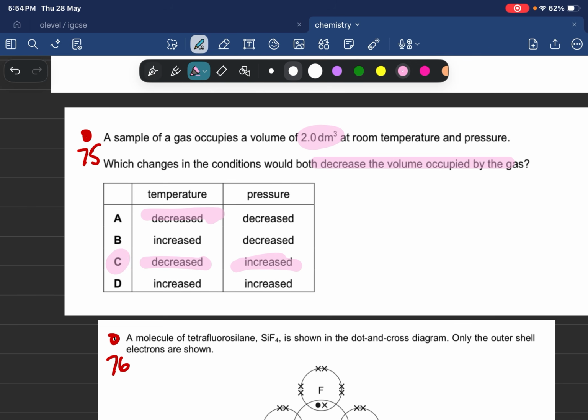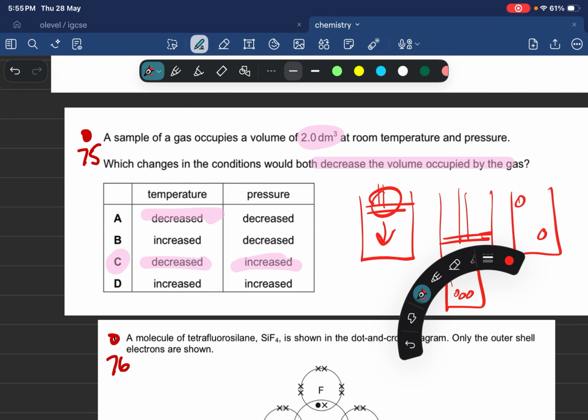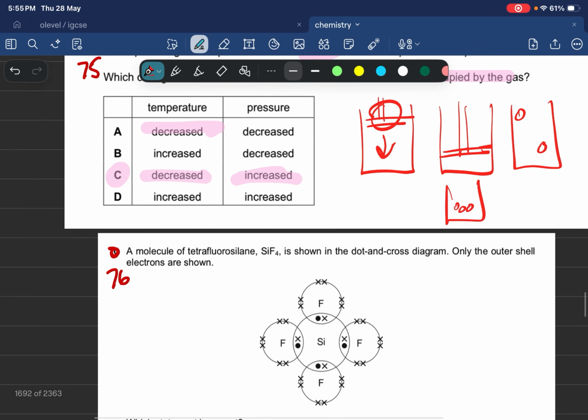So, which change in the conditions would decrease the volume? See, you have a container, you increase the pressure on it, you push the piston down. What happens to the volume? The volume gets reduced because you have increased the pressure. And when you decrease the temperature, initially particles are far apart, but they are going to move closer together. Since they move closer together, the volume is going to decrease.